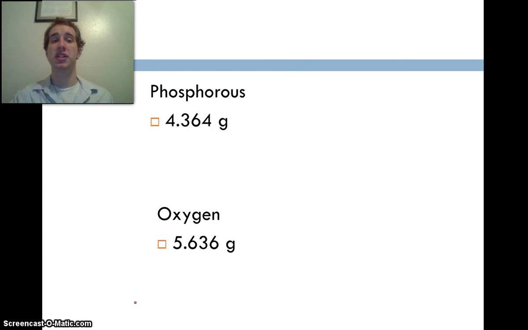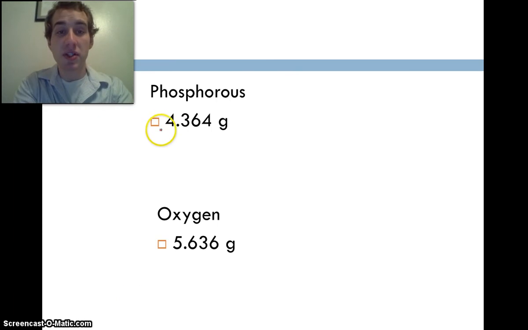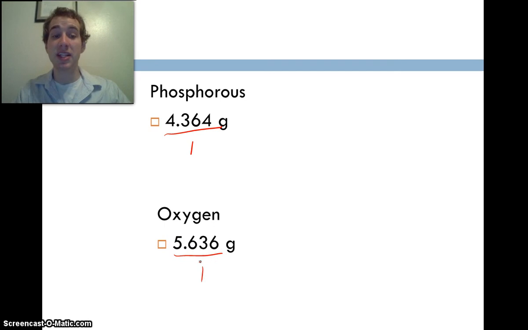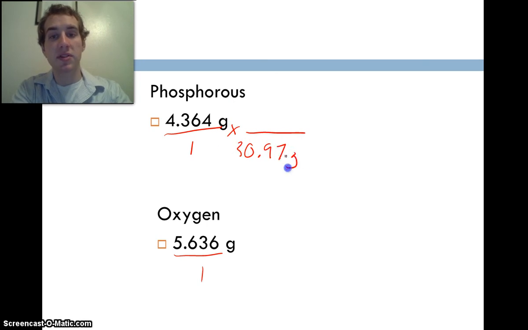I apologize for the sound here, but I do want to write on the screen so you can see what this would look like. We're going to change both of these into moles. So we're going to use the periodic table. Head on over to the periodic table, find the average atomic mass for phosphorus. You'll find that it has a molar mass of 30.97 grams for every 1 mole.